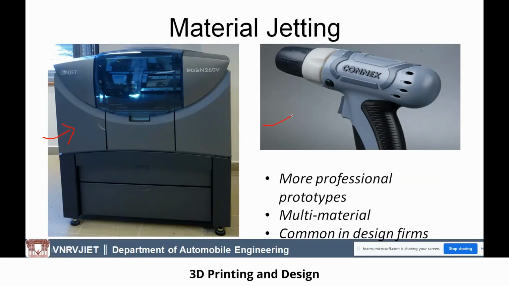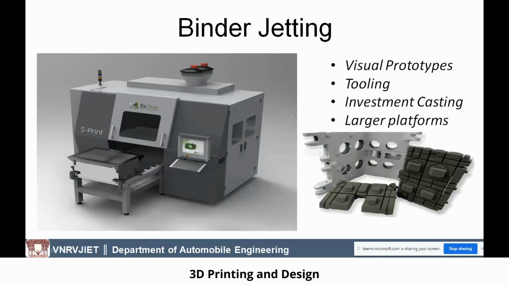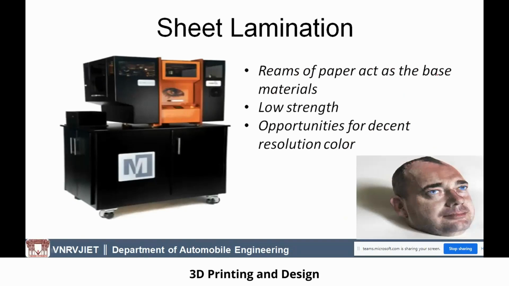This is a smaller scale material jetting machine, and this is a binder jetting machine, mostly used for making prototypes or what we call patterns for investment castings and visual prototypes, and we can make some tools also. And you can see here sheet lamination. Reels of paper act as a base material, but the disadvantage is low strength. Opportunities, that means here you can do some research to increase the resolution for the color, and increased resolution increases the accuracy of the component.